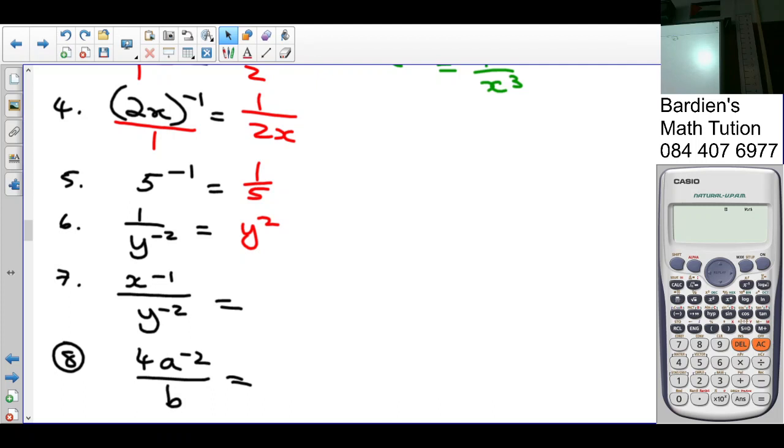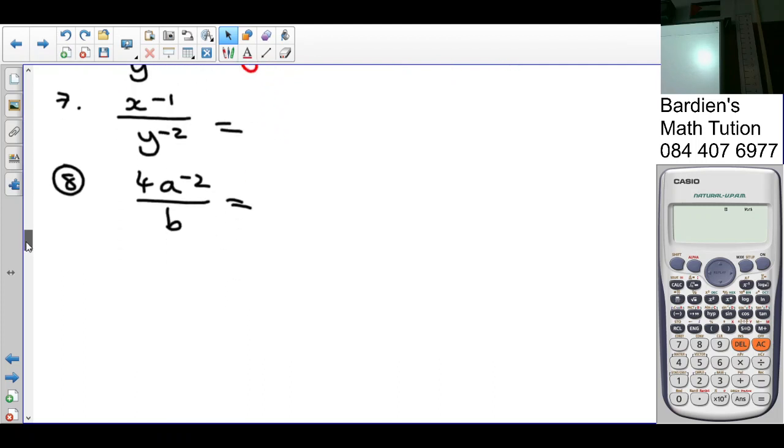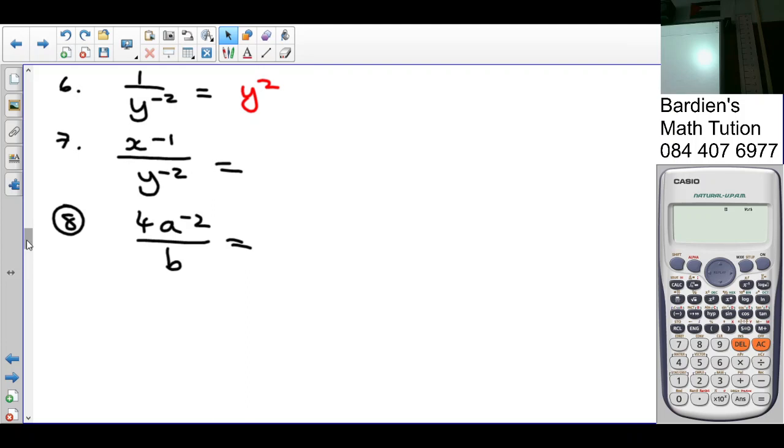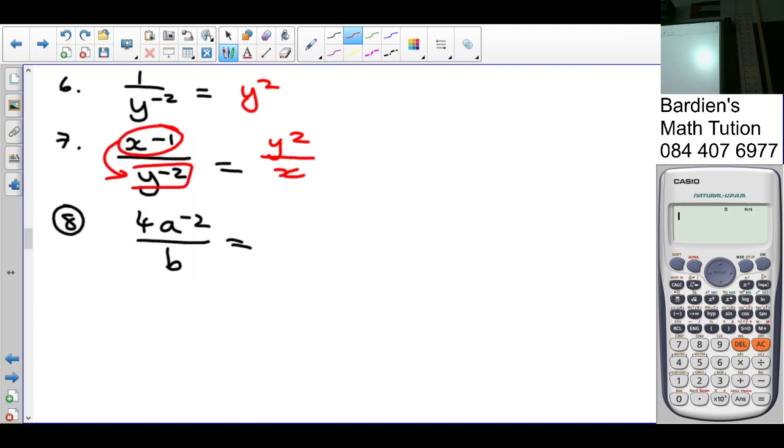So what's your answer to number 7? Y squared over x. Okay, looks like you guys are getting it now. Why? Because this was negative as a numerator, it will be positive as a denominator. This exponent is negative as a denominator, it will be positive as a numerator. Make sense? What will the next one be?